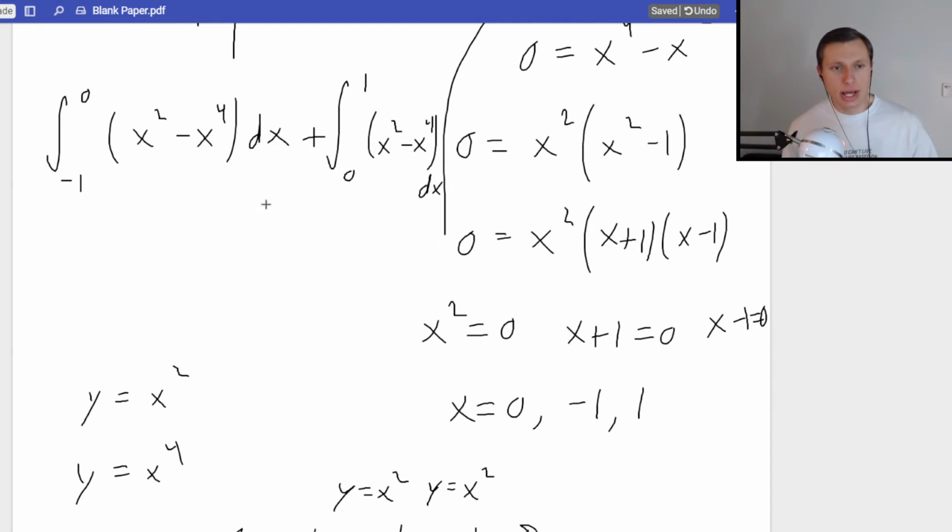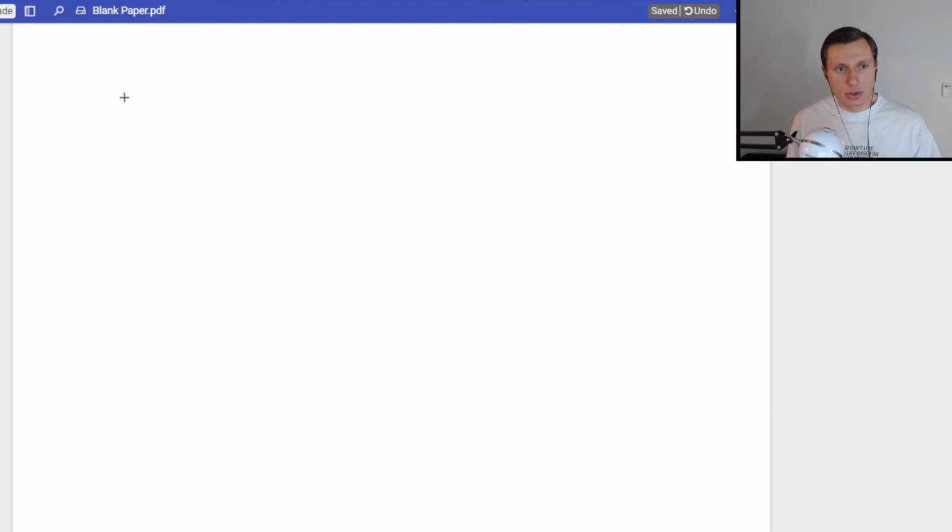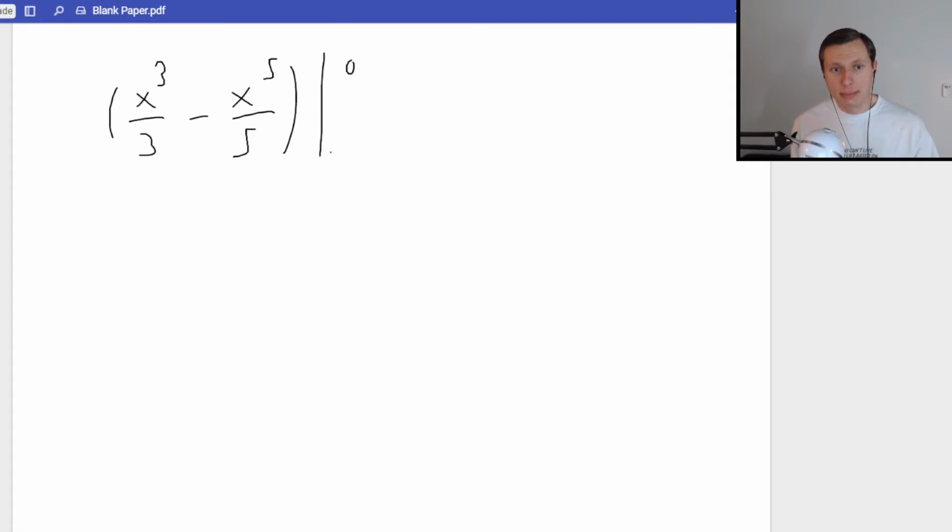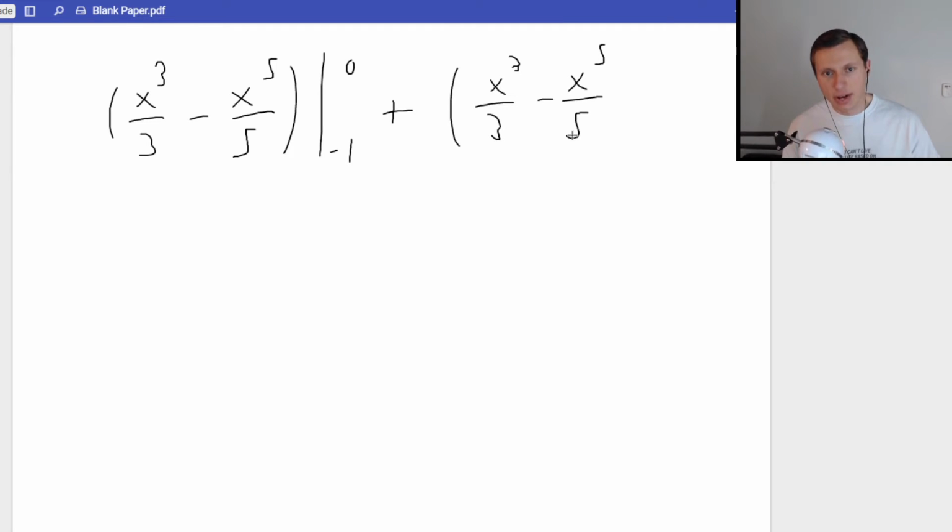Okay. So now that we have this, I'm now ready to solve my integral. Since we did a lot of solving integrals before in the last quiz, I'm going to go through this super quick. So it's going to be x squared minus x to the fourth. I'm just going to tell you, x cubed over 3 minus x to the fifth over 5. This is evaluated from 0 up top, -1 on the bottom, plus my integral, plus the quantity x cubed over 3 minus x to the fifth over 5. But this is evaluated from 1 up top and 0 on the bottom.